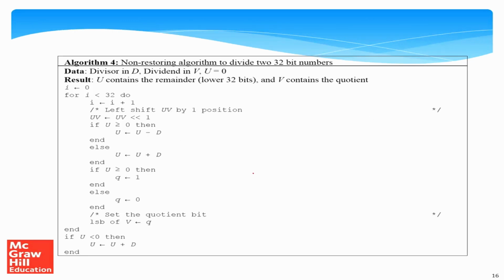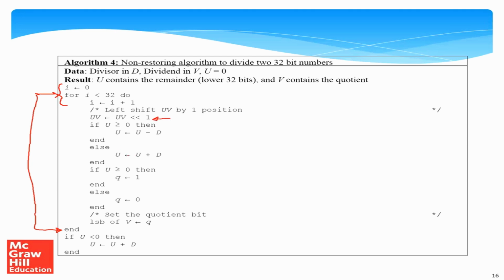So in this case, I'll give the algorithm. The entire structure remains the same. U, V, D, N, everything remains the same. So we do the same thing. We run a loop for 32 iterations. This is the beginning of the for loop and this is the end of the for loop. So we do the same thing. We first do a left shift on the UV combined register by 1 position, right?